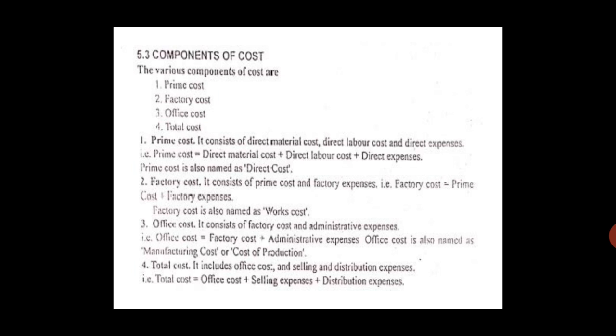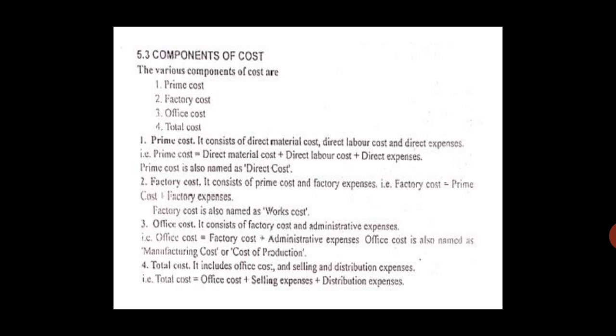Third one is office cost. Office cost means prime cost plus factory expenses, that will become works cost, plus administrative office cost. So it consists of factory cost and administrative expenses. I told you that a factory will have an office. In the office also, you may have a peon, a manager, a timekeeper. So these are all people who come into that. You have seen offices in colleges, schools, everywhere. That comes as administrative expenses. Office cost is equal to factory cost plus administrative expenses.